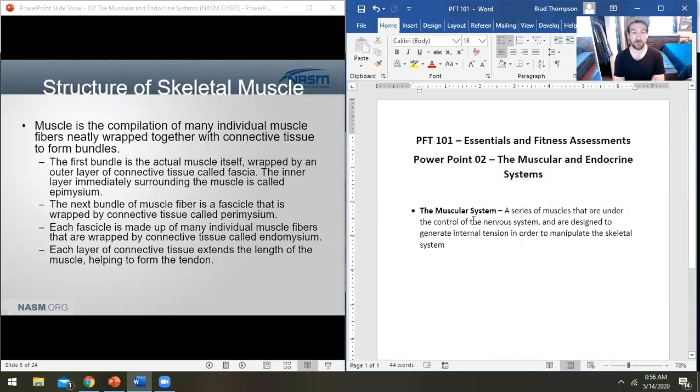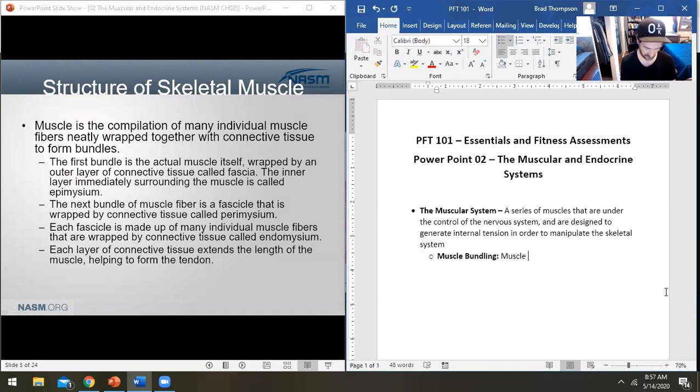So the first bundle is the muscle itself. I kind of dislike the way they do this. NASM always goes from outside in, and I always think it's better to go inside out. But the first bundle, meaning the outermost bundle, the actual thing that you see the most of, is the muscle itself. So we'll label this as muscle bundling.